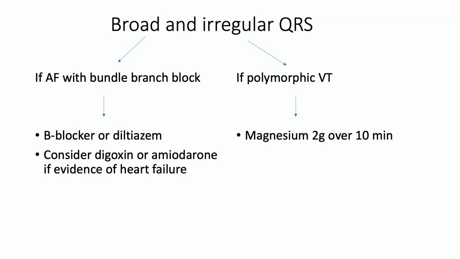The first pathway, if you have an atrial fibrillation with a bundle branch block, you give automatically a beta blocker or diltiazem. Consider digoxin or amiodarone if there is evidence of heart failure. The second pathway is if we have a polymorphic ventricular tachycardia. Then you give magnesium 2 grams over 10 minutes.